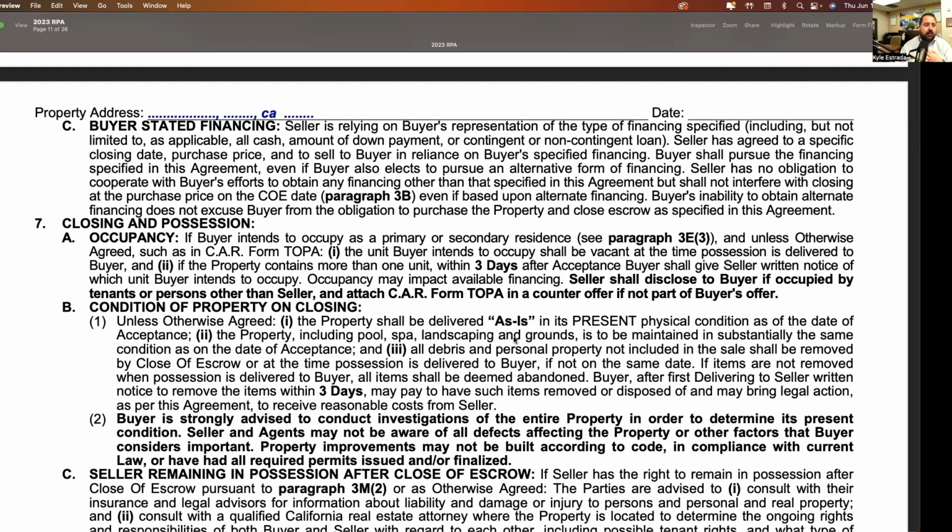Occupancy may impact available financing. Seller shall disclose to buyer if occupied by tenants or persons other than the seller, and attach the CAR form TOPA in a counteroffer if not part of buyer's offer. Okay, so again, that's just talking about if there's tenants, you have to disclose the tenants that are in there. You have to put a TOPA into the offer. If the buyer didn't do it, you have to do it as listing agent. Okay.